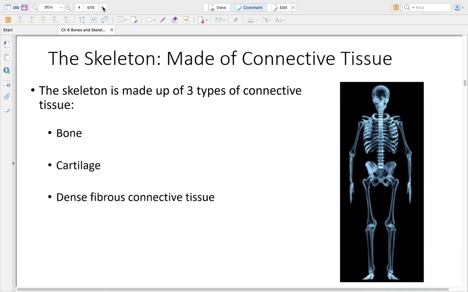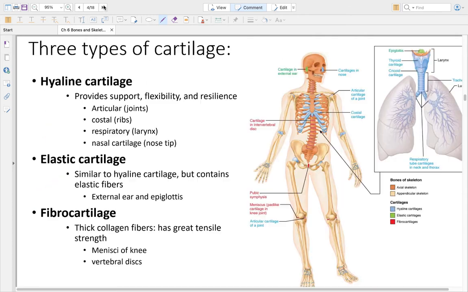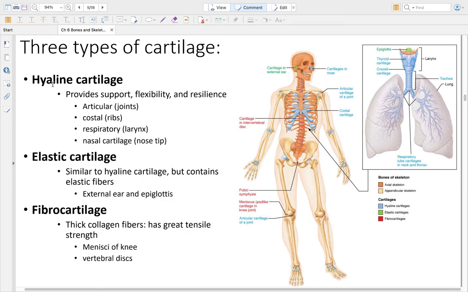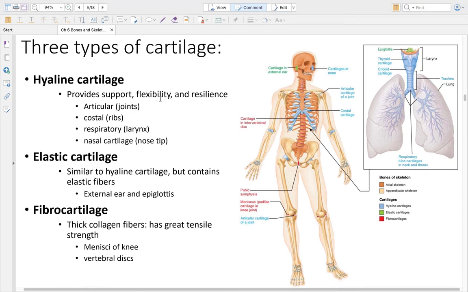The skeletal system is made up of connective tissue. In fact, it's made up of three types of connective tissue: bone, cartilage, and dense fibrous connective tissue. The skeletal system has three types of cartilage: hyaline, elastic, and fibrocartilage. The hyaline is going to be highlighted in blue on this skeleton. The elastic cartilage is highlighted in green, and the fibrocartilage is highlighted in red.